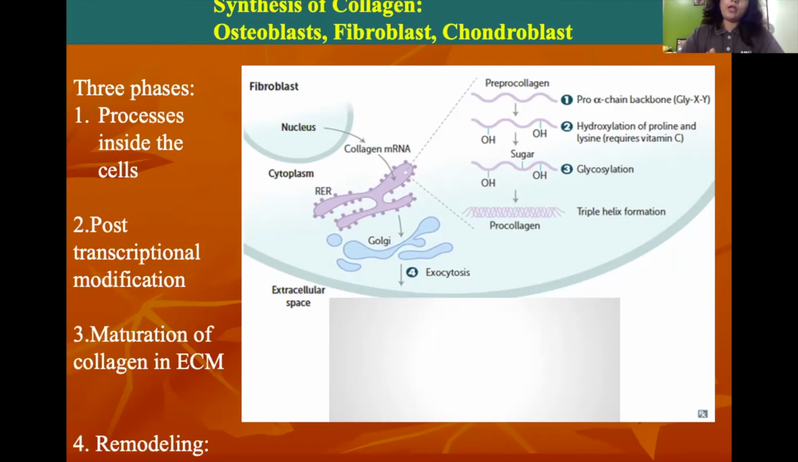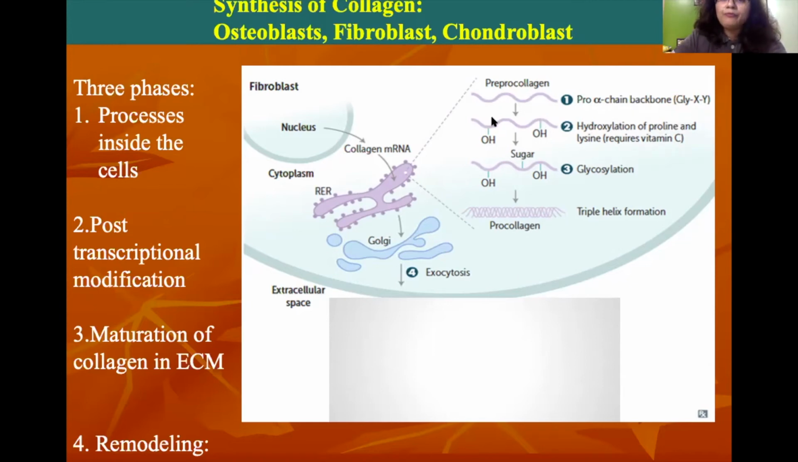Now, how is this pre-pro collagen different? This pre-pro collagen is a very long molecule and it has a specific N-terminal sequence. The importance of this N-terminal sequence is that it directs this pre-pro collagen into the cisternae of the endoplasmic reticulum. It undergoes post-translational modification. So, how does this post-translational modification occur here?